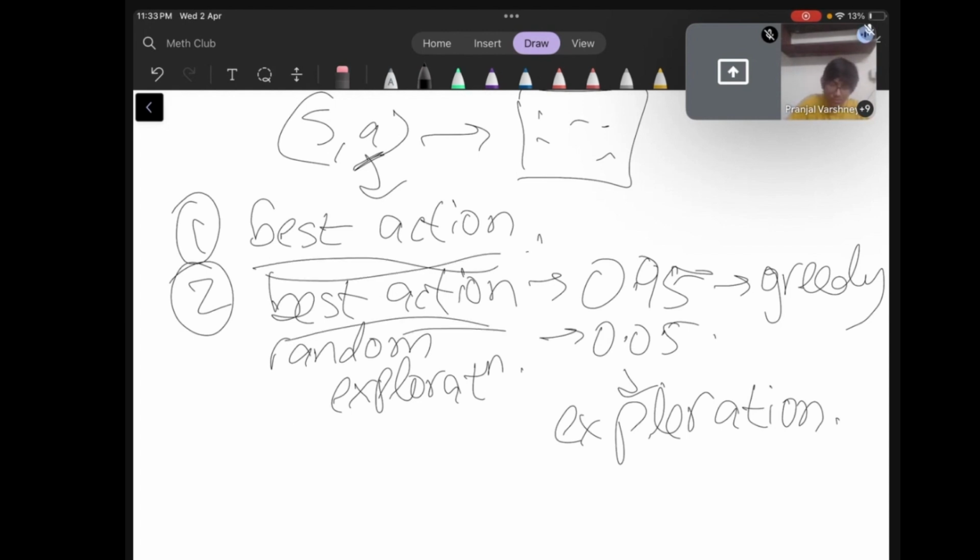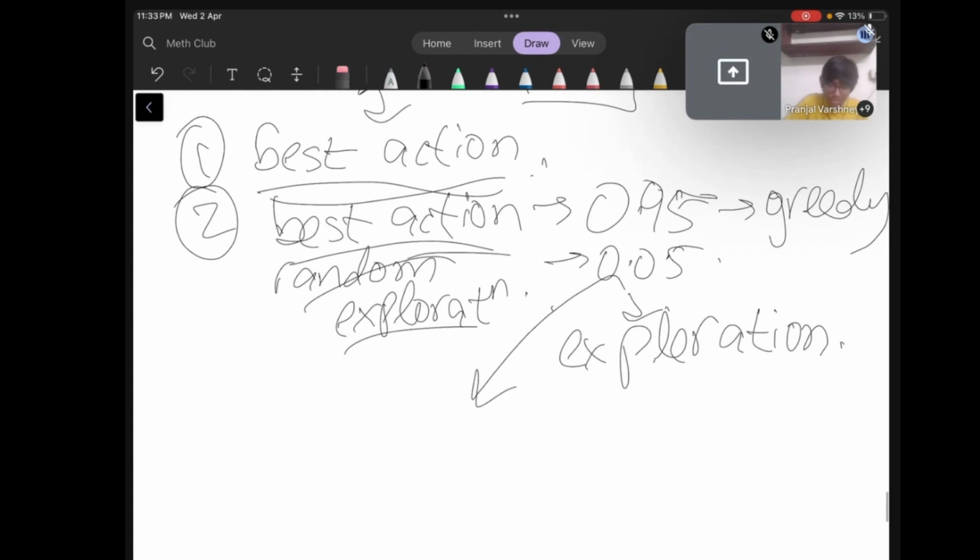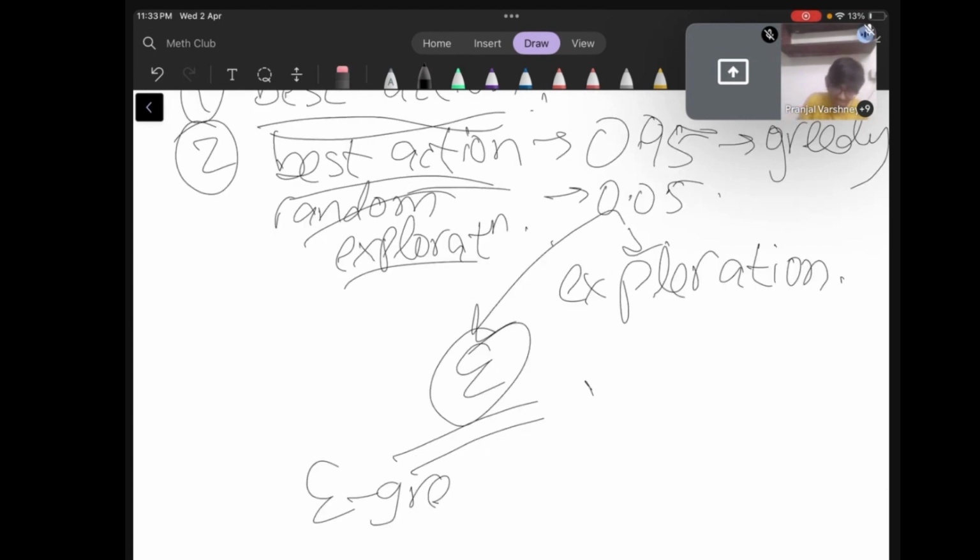You can have an initial best action and be greedy about going with it for a lot of times, and for the rest you'll randomly explore, right? So this 0.05 is your epsilon, and hence the name epsilon greedy policy.